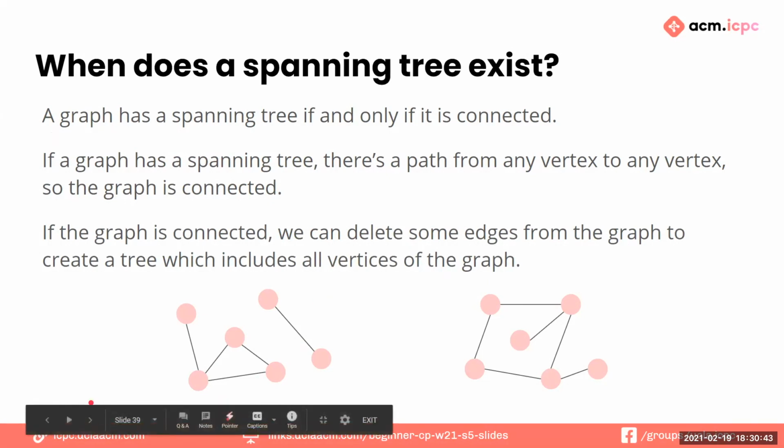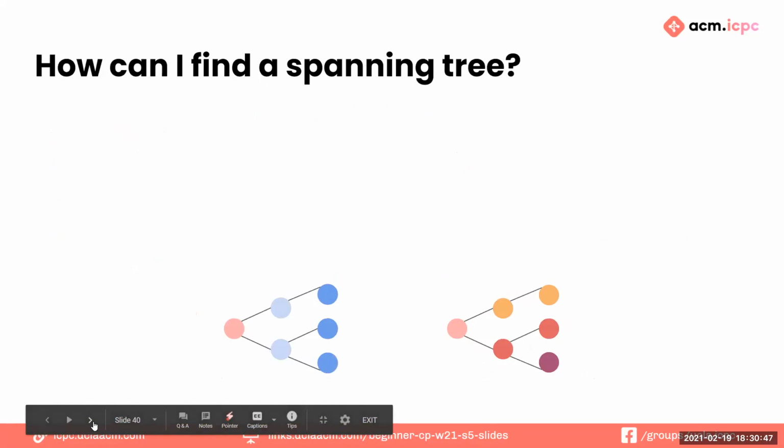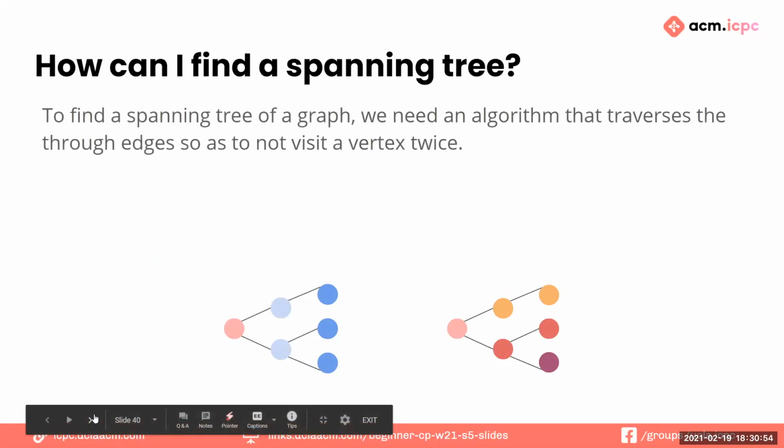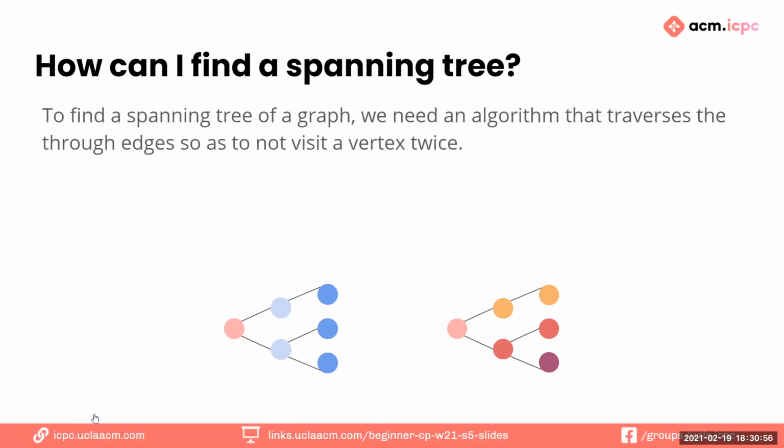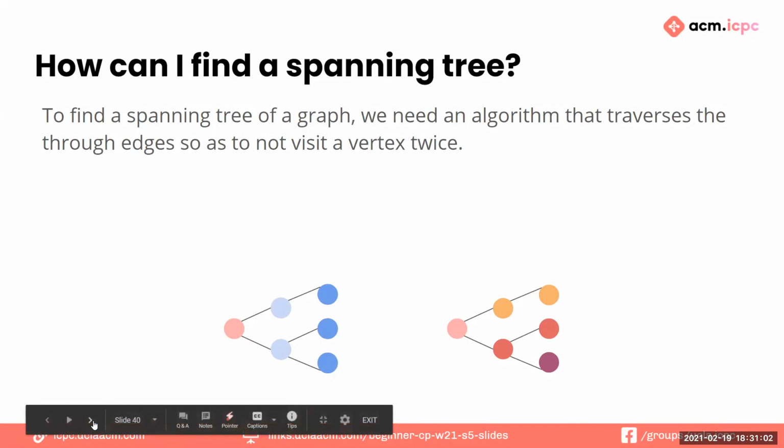Okay, so that's all well and good. However, how exactly do I go about finding a spanning tree of a graph? To do that, we're going to need an algorithm that traverses through the edges so as not to visit a vertex twice. And do any algorithms come to mind for this?